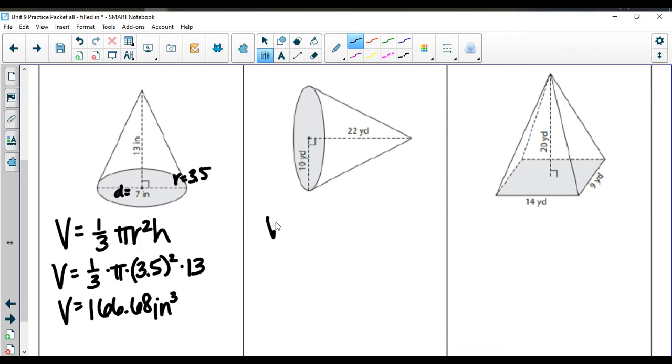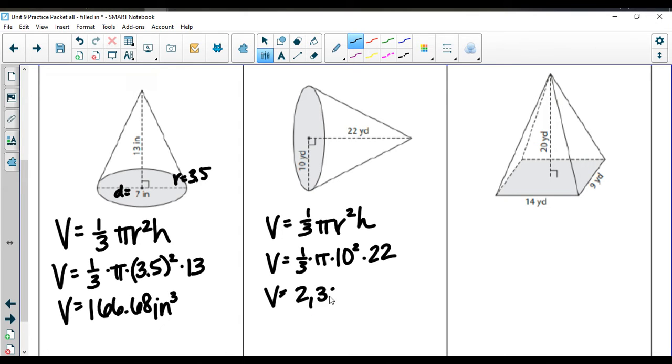For our next cone, we have 1/3 pi r squared h. So 1/3 times pi, our radius here is 10, and our height in the cone is 22. So 1/3 times pi times 10 squared times the height of 22. It's giving me 2,302.67 rounded square yards.